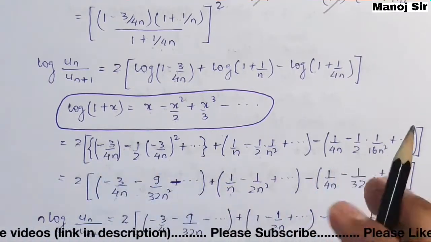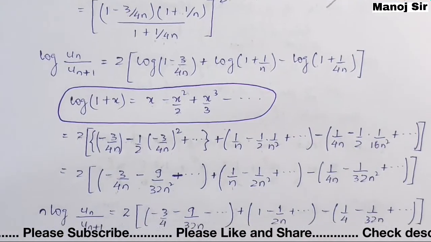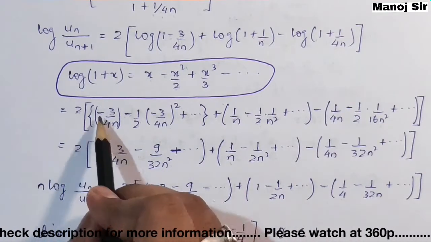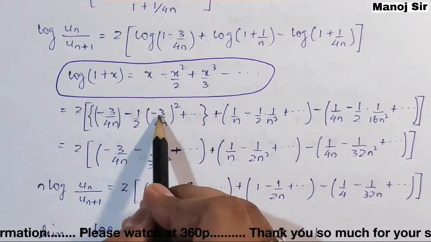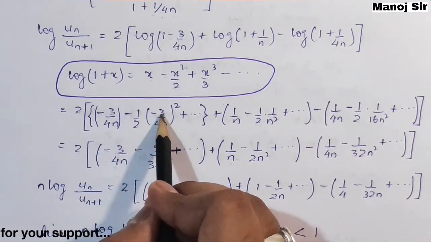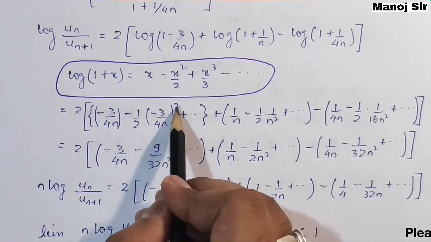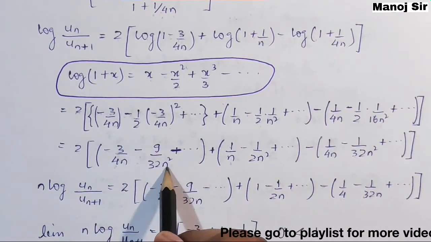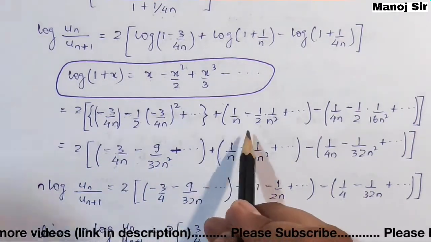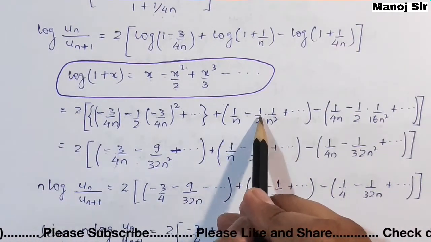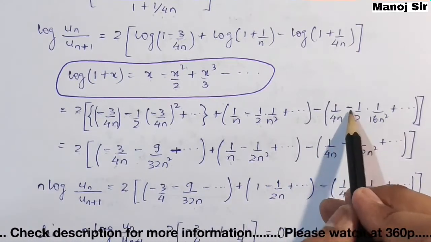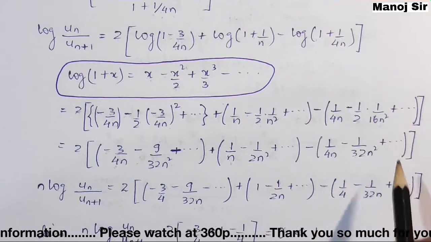I hope this step is very much clear to you. Now what we need to do is simply open this bracket. This is 2. Here we have minus 3 upon 4n. Here minus square is positive, so positive negative will become negative. Here we have 3 square, that is 9, and 4n square, that is 16n square, into 2, that is 32n square. Negative negative, so let this be again negative, dot dot dot. Now coming to this, that is 1 upon n minus 1 upon 2n square plus dot dot dot, minus 1 upon 4n, minus 1 upon 32n square plus dot dot dot.